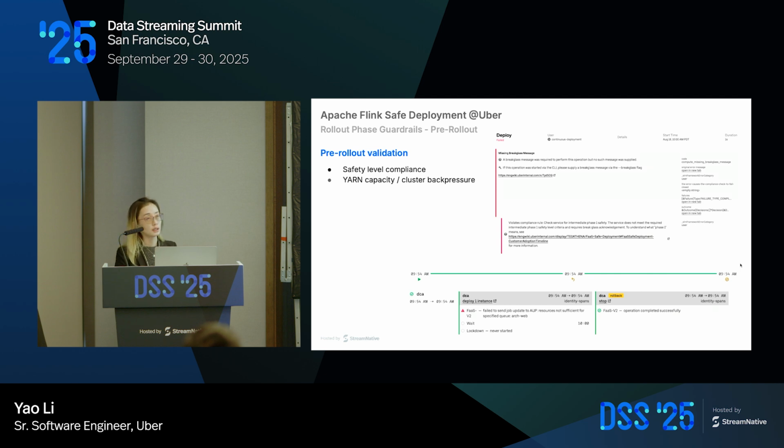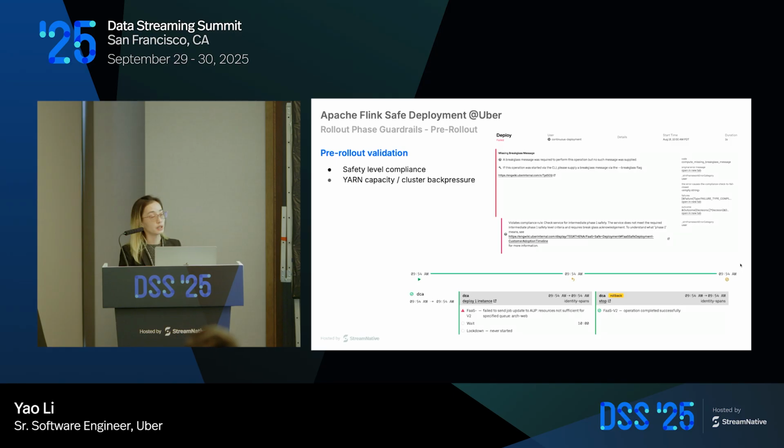We also have some resource-related guardrails, like the YARN capacity check here. So we check whether the YARN queue has enough resources for the job to be launched on that queue. If there are not enough resources, we will stop the rollout and show this resource not sufficient message.